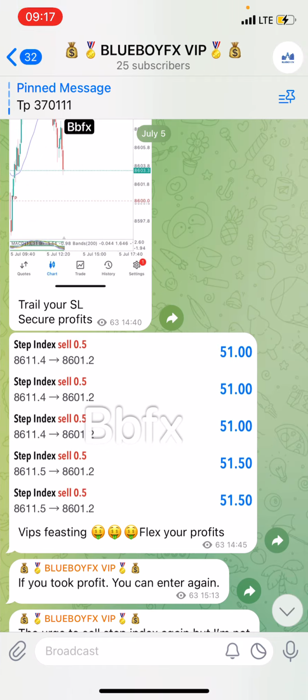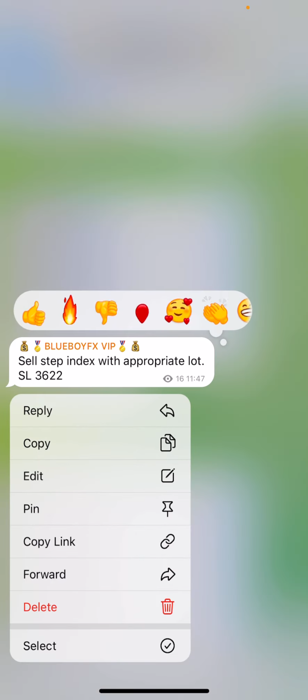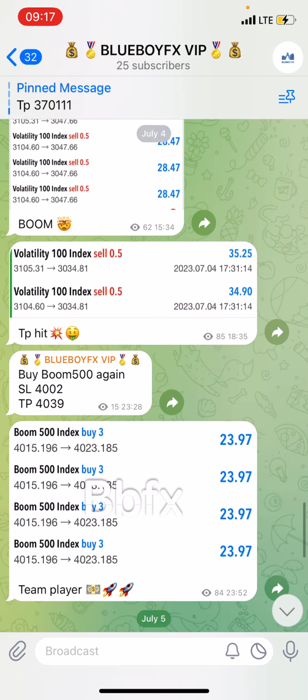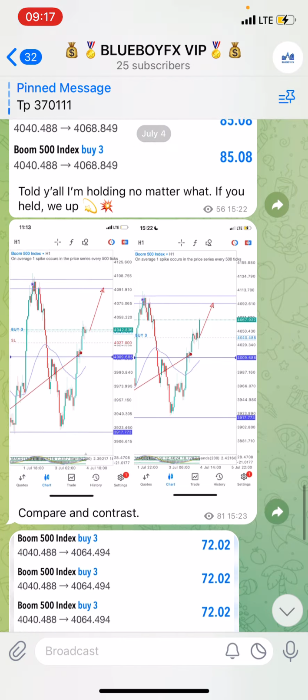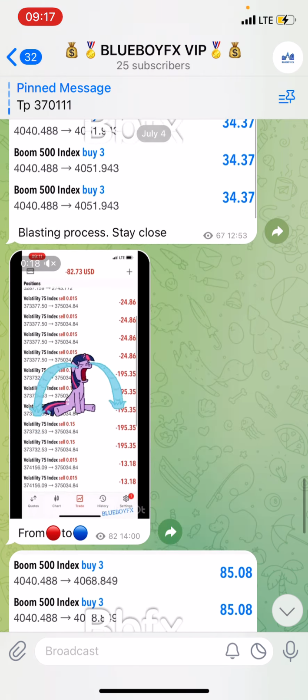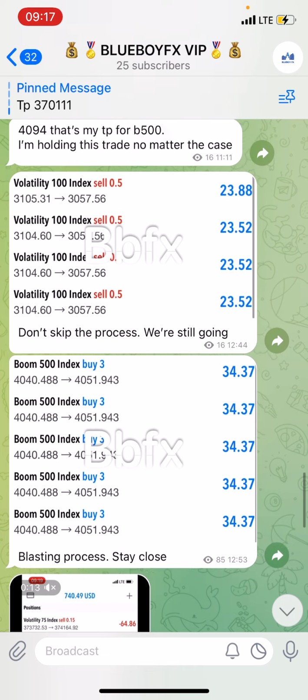So these are our previous trades. The step index, you see here, and here was the boom. We bought the boom before, and this was the boom. And you know, the best way to stay active, to stay profitable on trades, is by taking your partial profits instead of waiting to hit the TP.